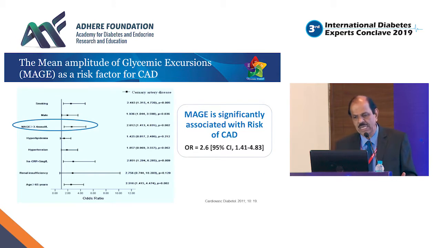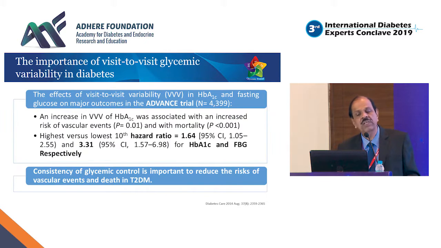If you look at the MAGE, which means the mean amplitude of glycemic excursion, and you look at the cardiac events in these patients, it shows a hazard ratio of 2.62, suggesting that this kind of MAGE is responsible for the cardiovascular events. Besides that, we have smoking, male sex, hyperlipidemia, and other factors which are also responsible for increased cardiovascular events. So the visit-to-visit glycemic variability is also important.